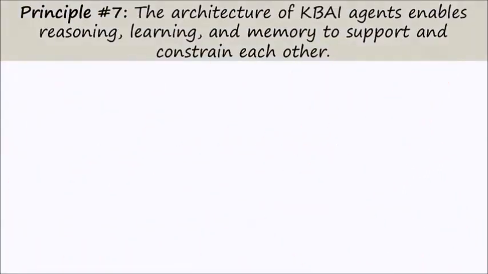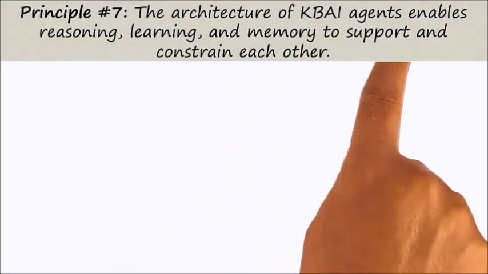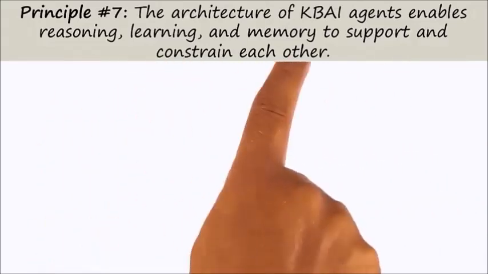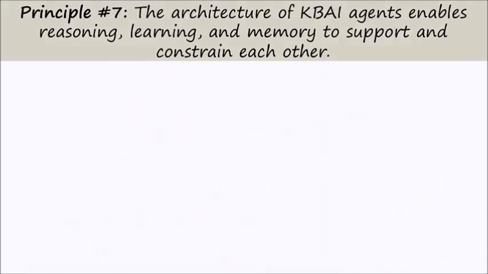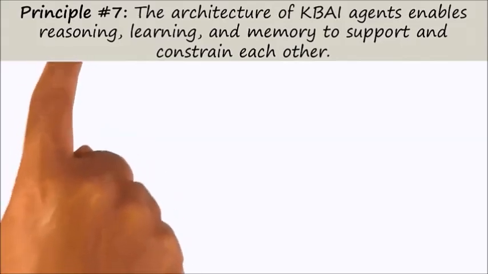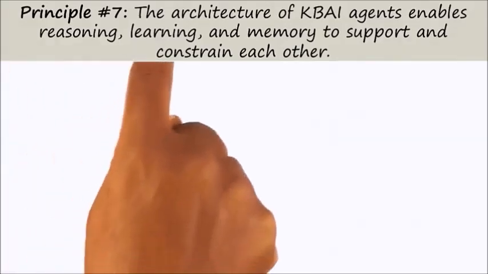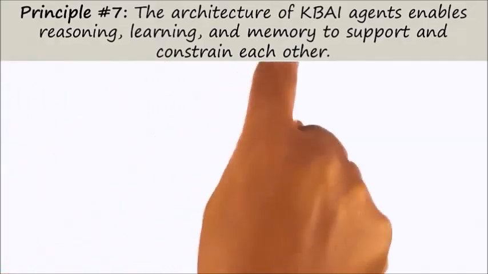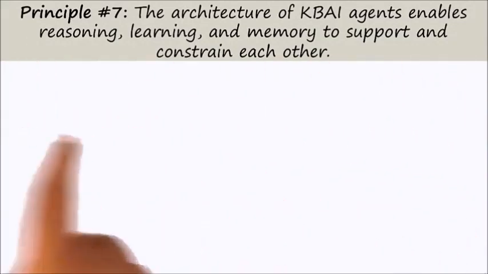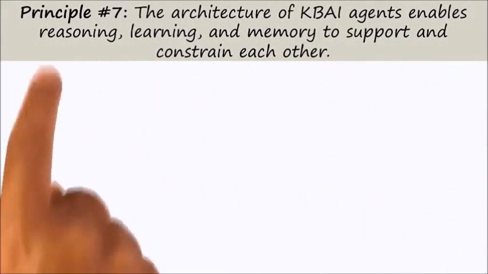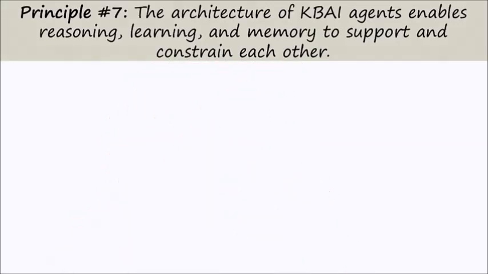So the seventh and last principle of knowledge-based AI agents in CS 7637 is that the architecture of knowledge-based AI agents enables reasoning, learning, and memory to support and constrain each other. Instead of building a theory of reasoning or problem-solving by itself, or a theory of learning by itself, or a theory of memory by itself, we have tried to build unified theories, theories where reasoning, learning, and memory coexist.